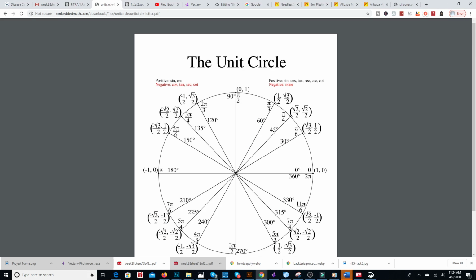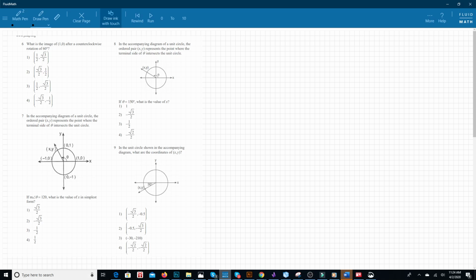(1, 0) is right here. We want to go counterclockwise 60 degrees, I believe. So it's going to be right here: (1/2, radical 3/2), right? It's a rotation counterclockwise, so it's this one right here. Counterclockwise again is the opposite direction from clockwise, right?